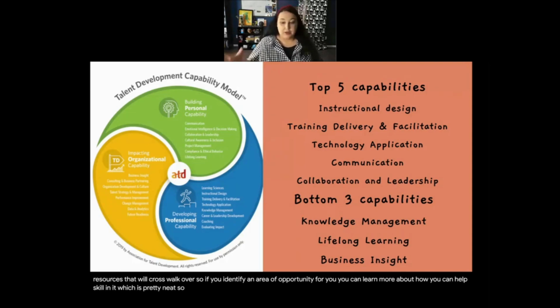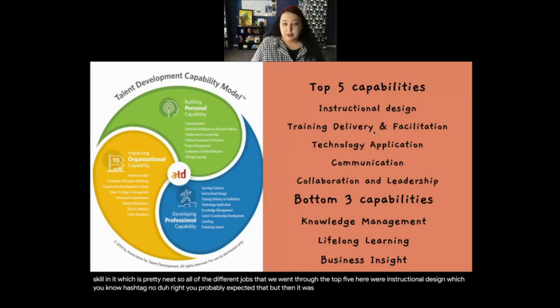So of the different jobs that we went through, the top 5 here were instructional design, which, you know, hashtag no duh, right? You probably expected that. But then it was training, delivery, and facilitation. So actually communicating, kind of putting it out there.